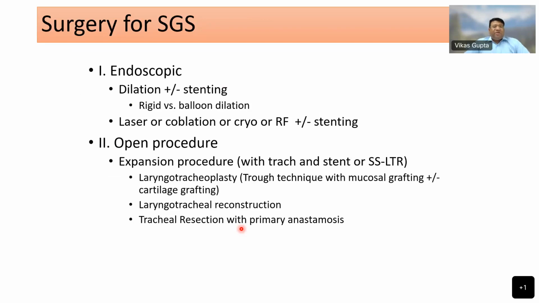So, coming to the actual surgeries for subglottic stenosis or laryngotracheal stenosis, as I told, it can be endoscopic or an open procedure. The most common procedure done endoscopically is dilatation. Earlier, what used to be used were rigid bougies, whether metallic bougies or hard silicone bougies. Now these bougies are no more used because they are traumatic.